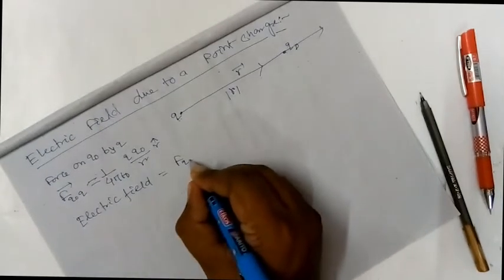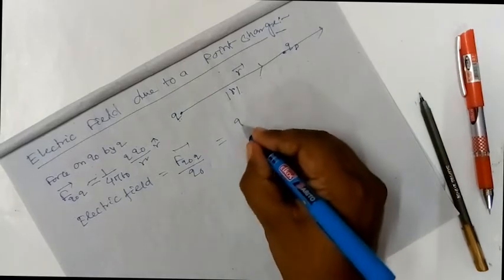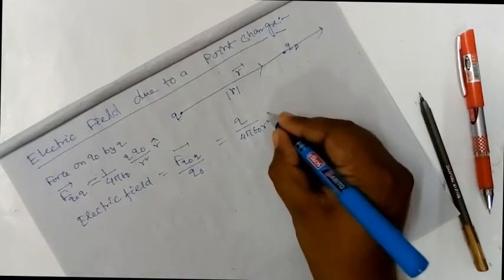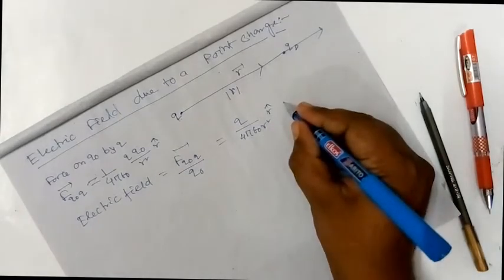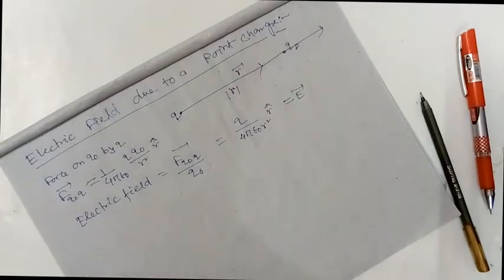And here, if I want to find the electric field, it is F by q naught, that is equal to Q by 4 pi epsilon naught r square r cap, and this is your electric field. Okay, exactly the same thing we have done earlier.